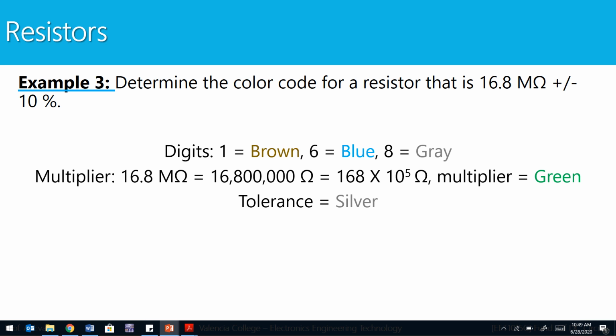And lastly, our tolerance has to be silver because of the 10%. So our final answer, the color code for this resistor, is brown, blue, gray, green, silver.